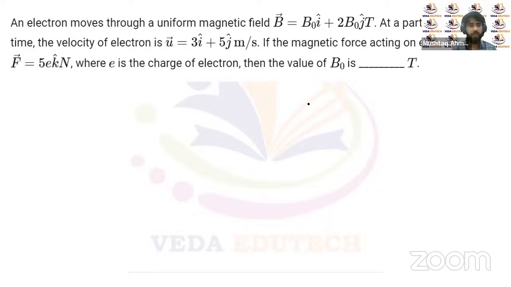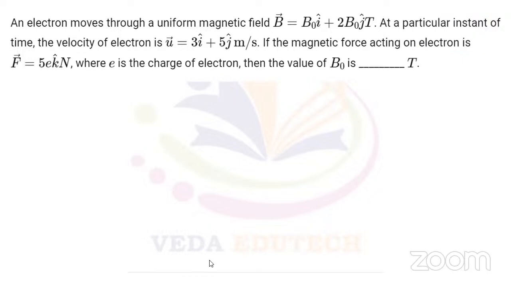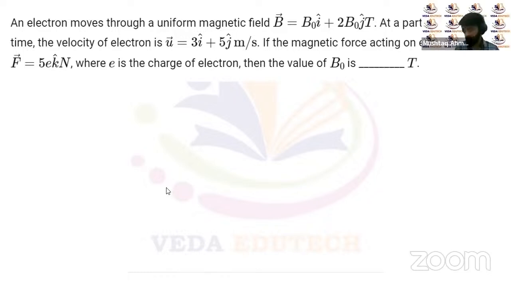The question is that an electron moves through a uniform magnetic field given as B naught i cap plus 2 B naught j cap Tesla. At a particular instant of time, the velocity of the electron is given as this. If the magnetic force on the electron is this much, where e is the charge of the electron, then we have to find the value of B naught.